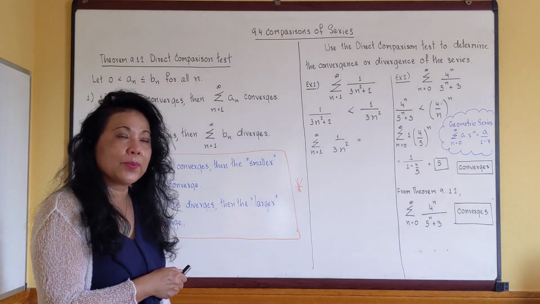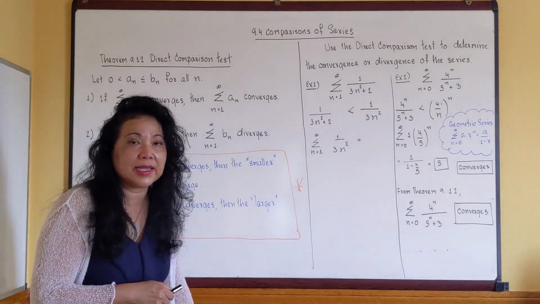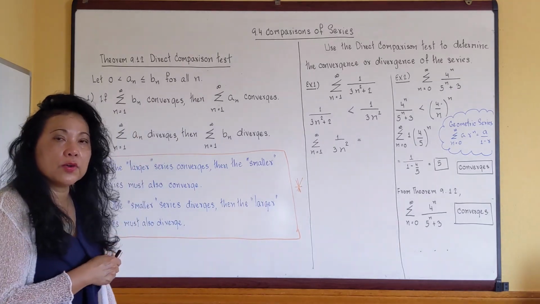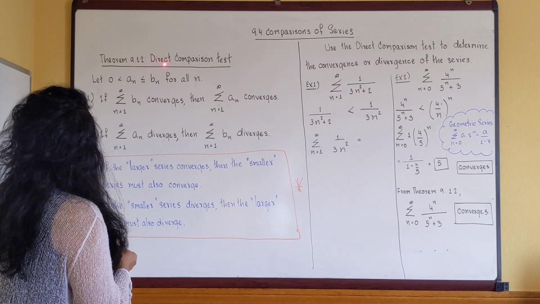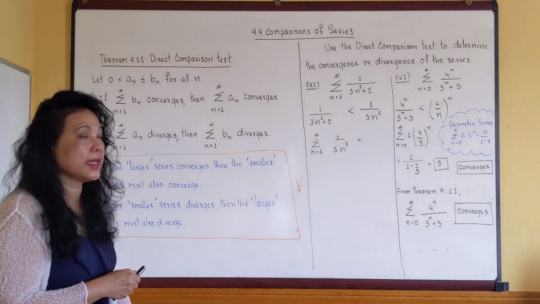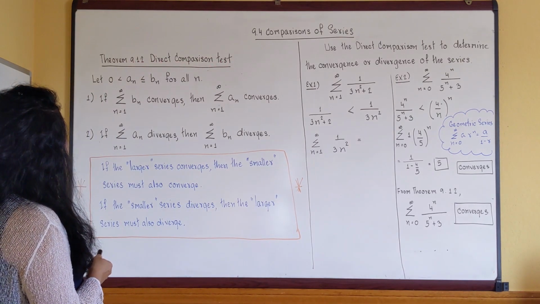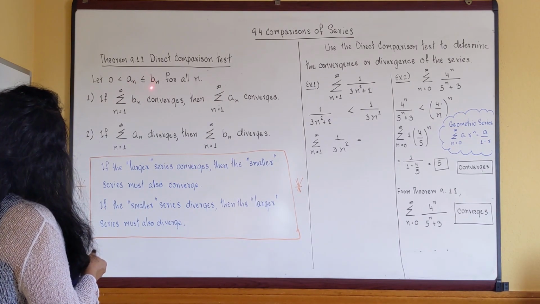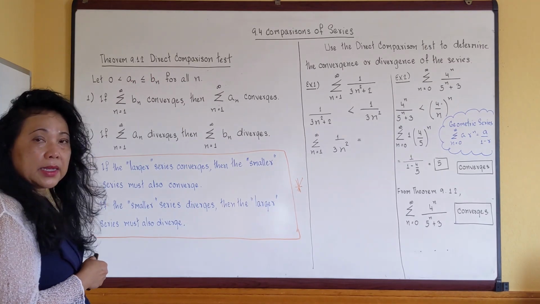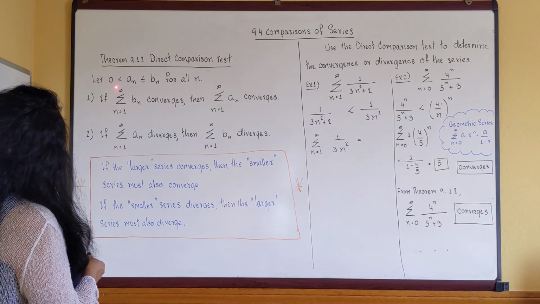9.4, the comparison of series. Alright, let me go over the first definition. Theorem 9.12, direct comparison test. Alright, we have two series, a sub n and b sub n. b sub n is bigger than a sub n, and a sub n is greater than 0 for all n.